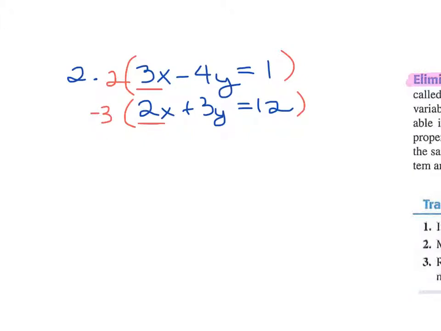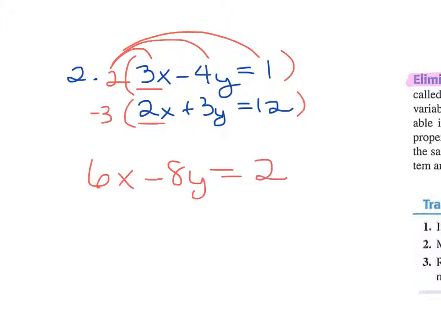Now if I wanted to eliminate y, I would make them both become 12s. Again, it doesn't matter which one you eliminate. You're still going to get the same answer. But you have to multiply the answer too by... Correct. So you need to multiply all 3 pieces. Everybody always forgets about that right side of the equal sign, that answer. It needs to go to all 3 pieces. So this will become 6x minus 8y equals 2.